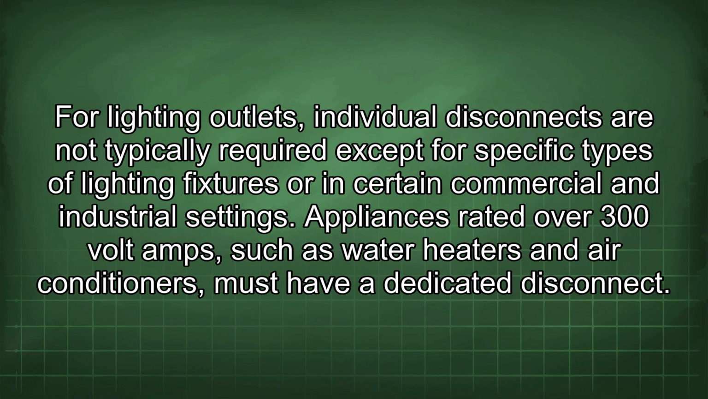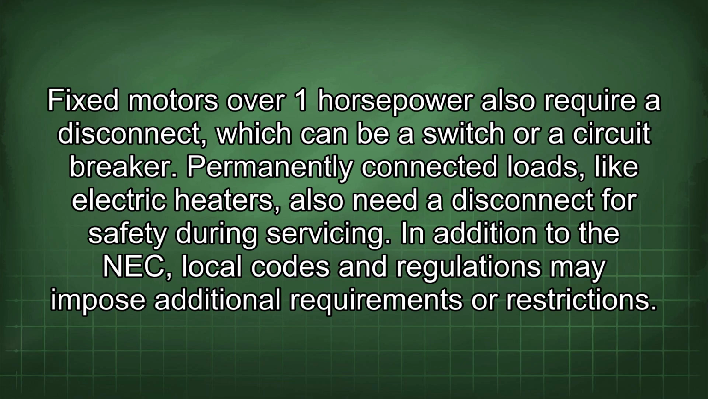For lighting outlets, individual disconnects are not typically required except for specific types of lighting fixtures or in certain commercial and industrial settings. Appliances rated over 300 volt-amps, such as water heaters and air conditioners, must have a dedicated disconnect. Fixed motors over 1 horsepower also require a disconnect, which can be a switch or a circuit breaker. Permanently connected loads, like electric heaters, also need a disconnect for safety during servicing.